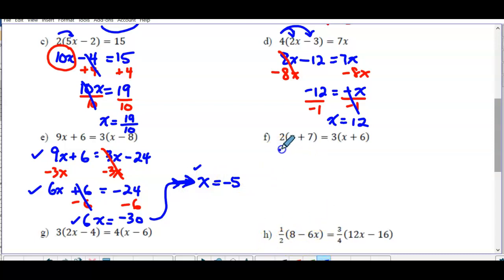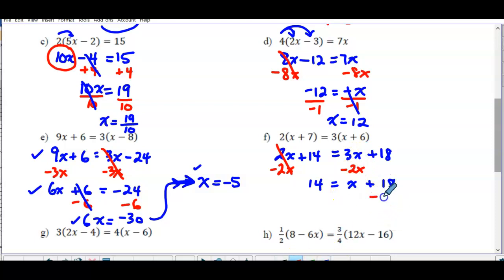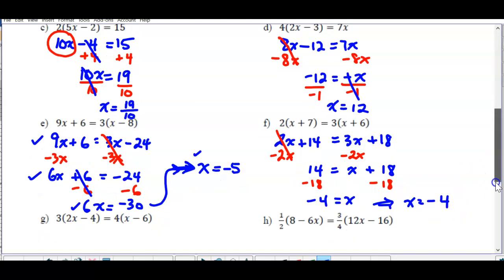Next one, we want to get rid of the brackets on both sides. Then isolate the x term, get the x terms together and then isolate it. So smallest x term is 2x, so I'm going to subtract the 2x from both sides. So I'm left with 14 equals x plus 18. 3x minus 2x is 1x. You don't have to show the 1. And then just subtract 18 from both sides. So you get negative 4 equals x, which I like to show as x equals negative 4. Okay.